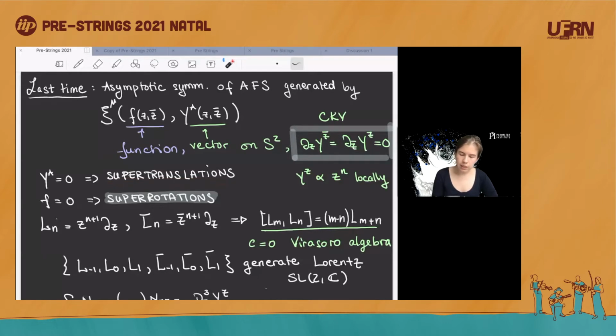But we also said that, okay, we don't really care today about super translations. So we instead want to set F equal to 0 and look at what the symmetries are, which are generated by these Xi mu's with F equal to 0 and non-zero Y obeying these constraints. Okay, so this was the setup.